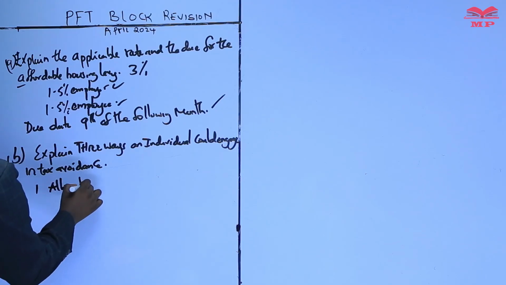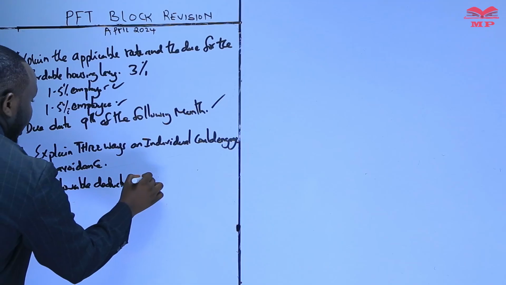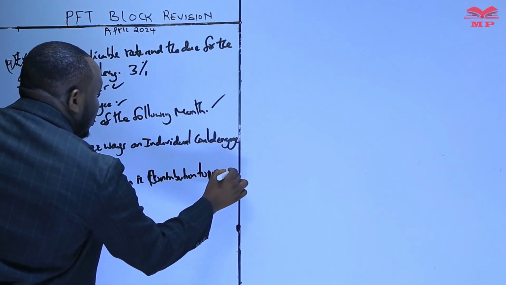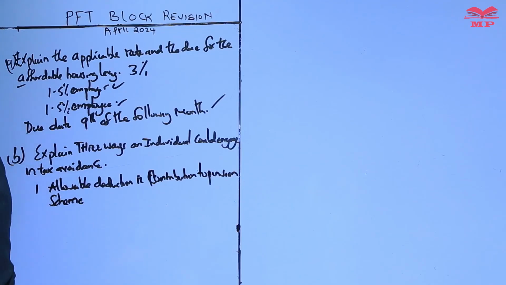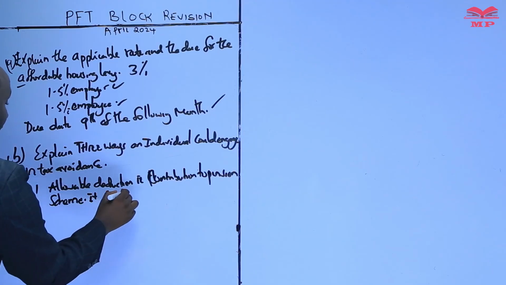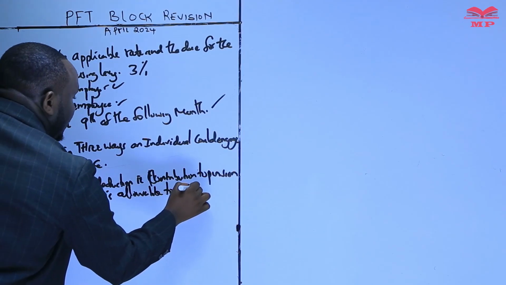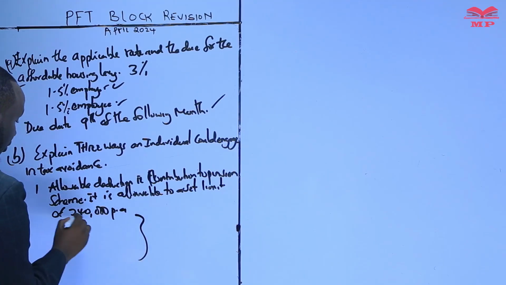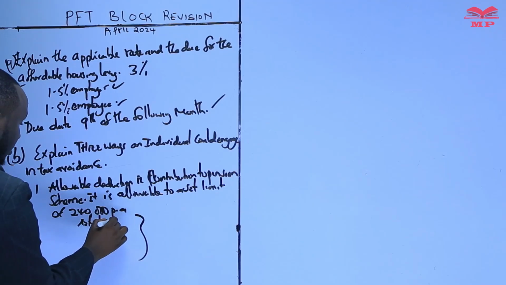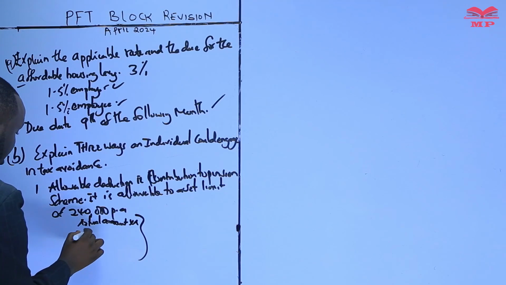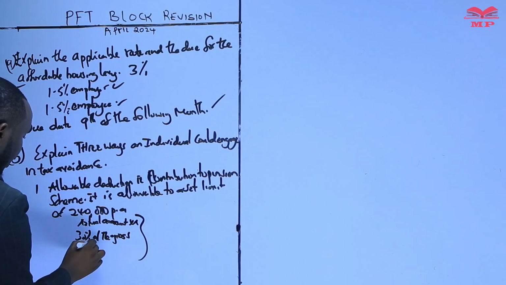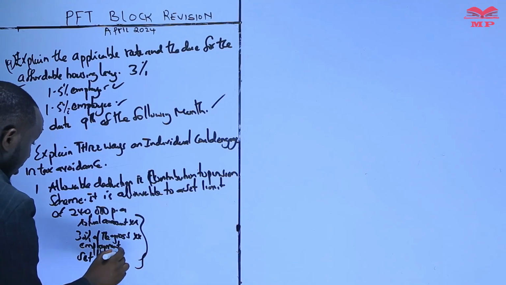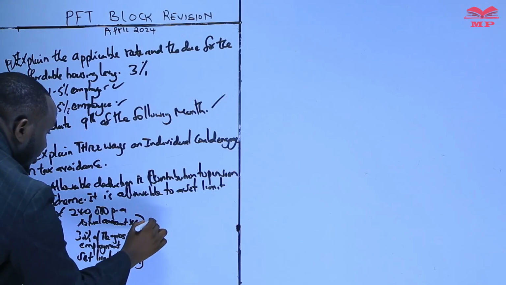Allowable deduction, i.e. contribution to pension schemes. We say it is allowable to a set limit of 240,000 per annum. You compare the actual amount, 30% of the gross employment income, and the set limit of 240,000 per annum. So you compare those three and pick the lower.